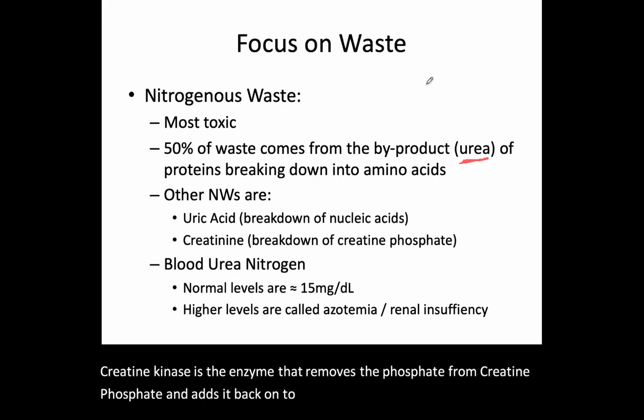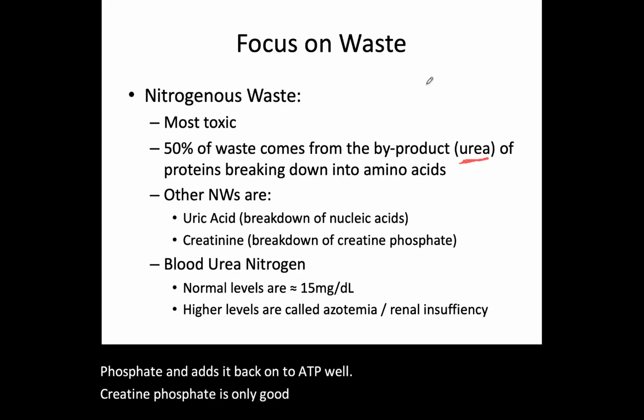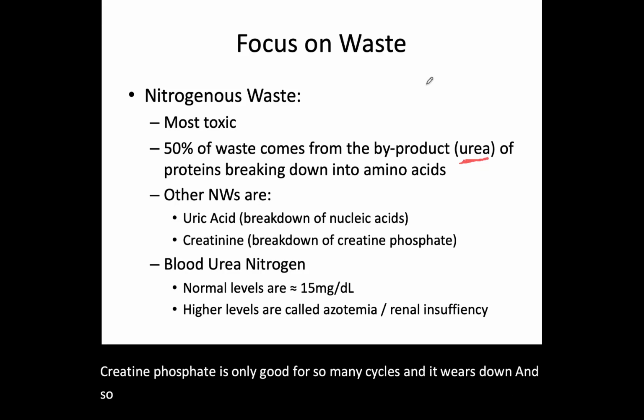Well, creatine phosphate is only good for so many cycles, and it wears down. And so when the liver breaks down creatine phosphate, creatinine is the byproduct, and we excrete that through the urinary system.